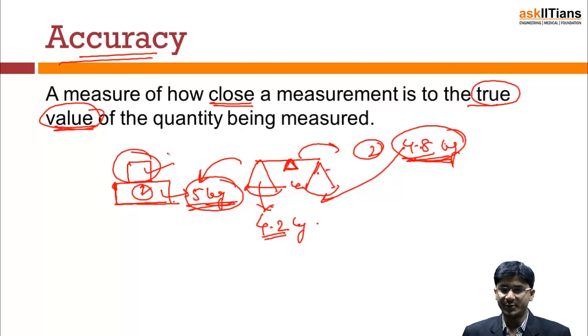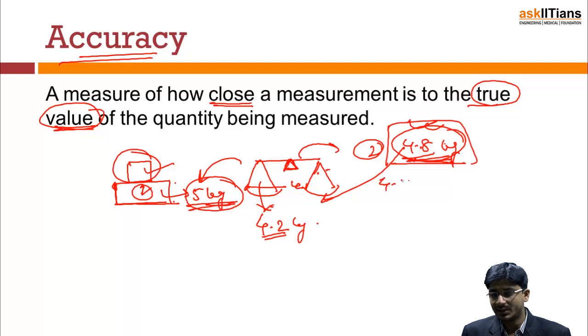So how does this value change? Now you can compare the value that you got and tell how accurate it is. The closer it is, the more accurate the value is. So if you have something like 4.9 kg, then definitely this is more accurate than this.